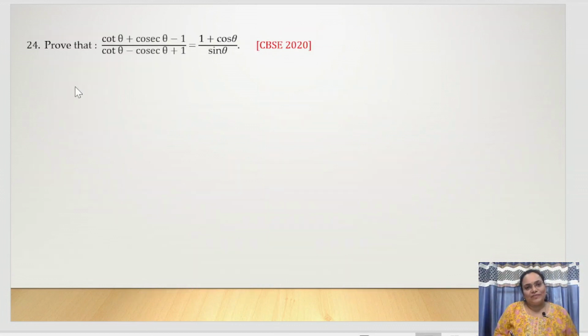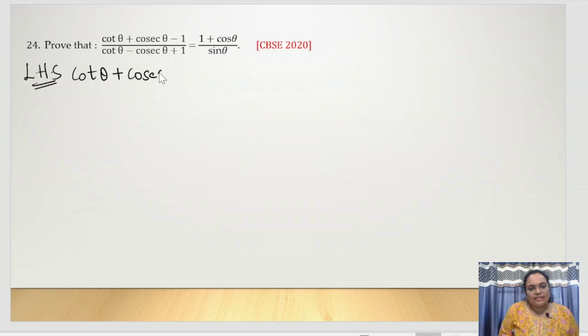So let us solve the next question. Prove that cot theta plus cosecant theta minus 1 divided by cot theta minus cosecant theta plus 1 is equal to 1 plus cos theta by sin theta. Let us take the LHS first. Cot theta plus cosecant theta minus 1 divided by cot theta minus cosecant theta plus 1.